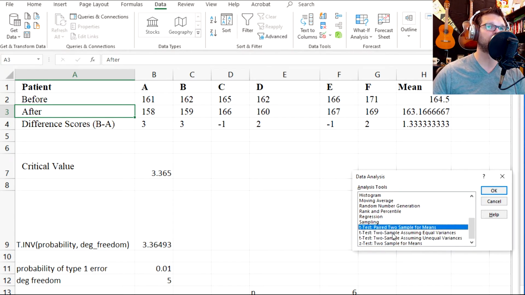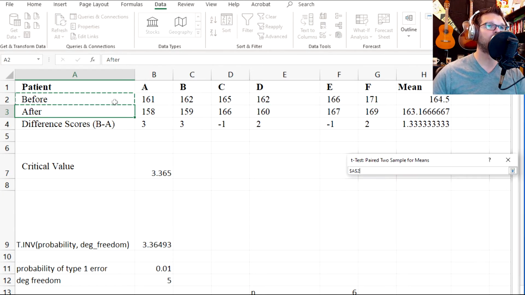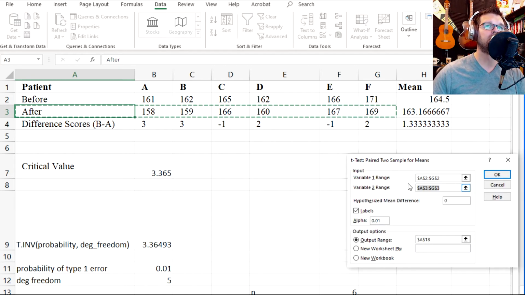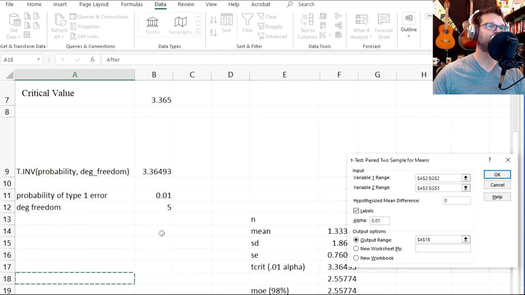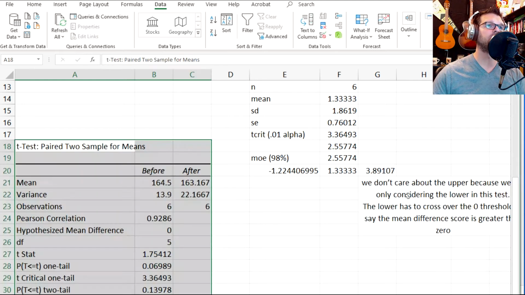You might need to scroll down to get to it, but Paired Two Sample for Means, press OK, and then you highlight the variable 1 range. It can be horizontal, it can be vertical, it does not matter. And then variable 2, the after scores. Do not include the mean, just include the before and after. The hypothesized difference, we're just sticking with 0, alpha of 0.01. Does it include the labels? Yes. And the output range, where do I want it? I'm going to come down here, say I want it right there, and then press OK.